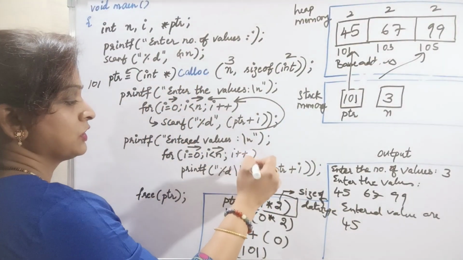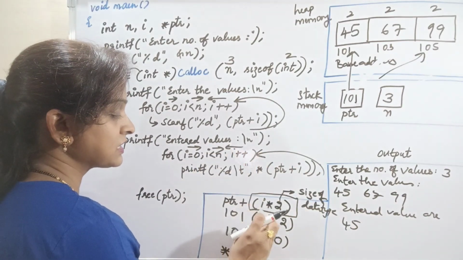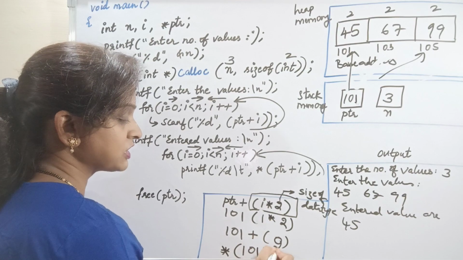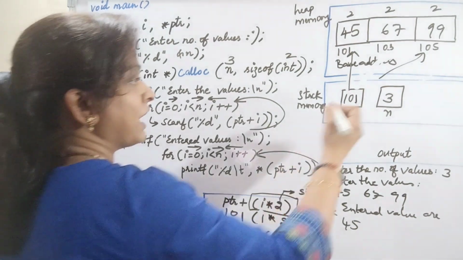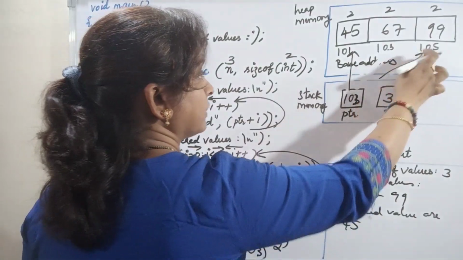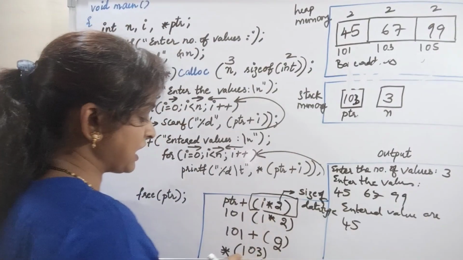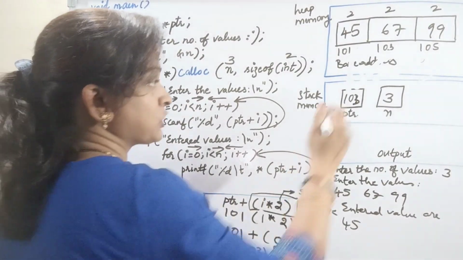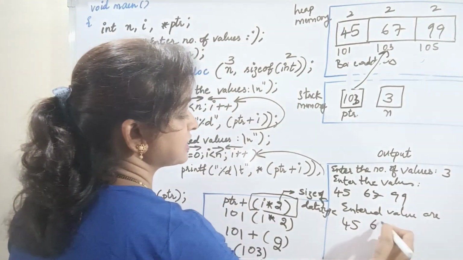Again loop back. So it has to loop back. i gets increased. Again check. It is 1 into 2. It is 2. So 101 plus 2, it is 103. So value at the location 103. So PTR is asterisk 103. So value at the location 103, it is 67. It is going to print 67.